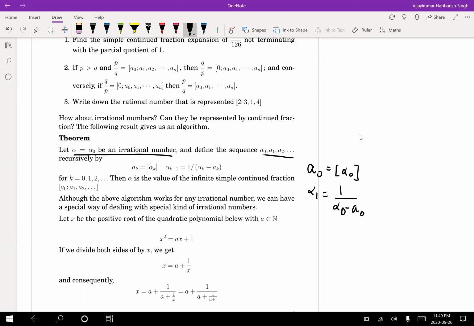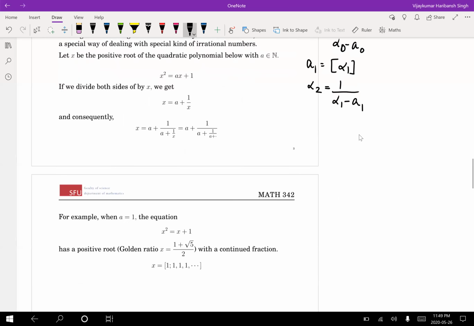Then you go to the next step: a1 is the integer part of alpha 1. And then you get alpha 2 as 1 upon alpha 1 minus a1. And you keep on repeating this process. Now, this process can also be applied to a rational number, and in that case, the process will terminate. Okay, so let's look at an example.